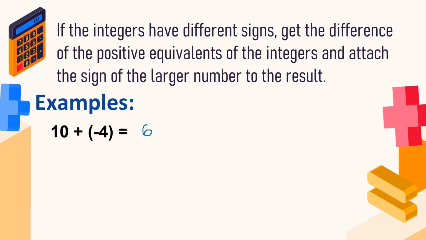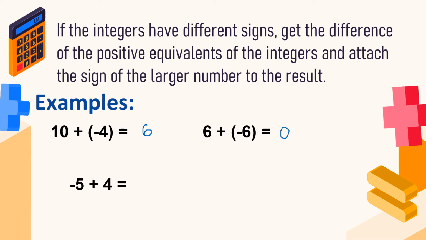So the sign of the larger number will be the sign of the result. Since the largest number here is 10 and it is positive, the result will be positive. Next, we have 6 plus negative 6. So subtract them. 6 minus 6 will be 0.